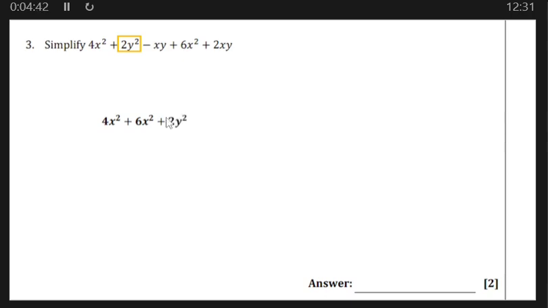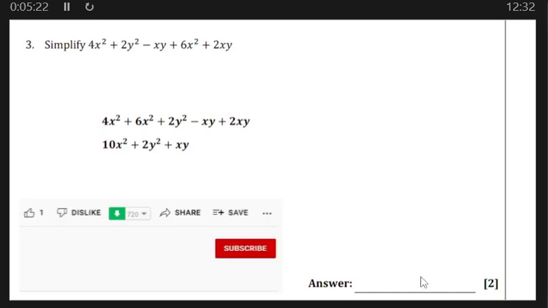Then we also have negative xy and the positive 2xy. So these are like terms, so we say negative xy plus 2xy. What we will do now is add the like terms, which will give us 6x squared. Then we'll drop down 2y squared. Then we'll add negative xy plus 2xy, which will give us the positive xy. So this becomes our final answer, which we are going to put here. Then let's go to question 4.